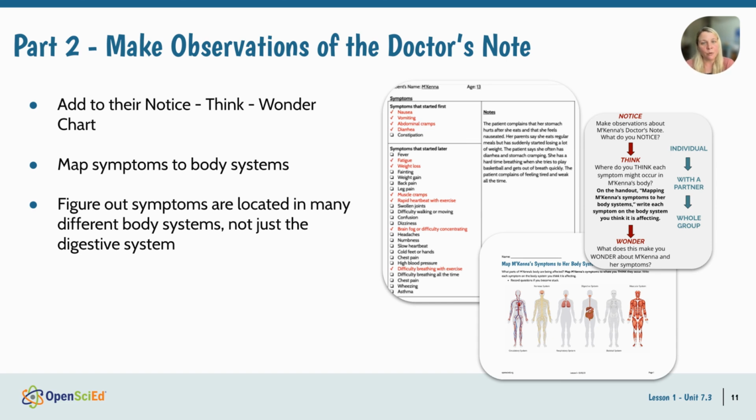During the think portion of this activity, the students are asked to map each of McKenna's symptoms off her doctor's note to a different body system. It's not important that they are 100% accurate quite yet, but just that they're getting their initial ideas down and generating questions as they go.